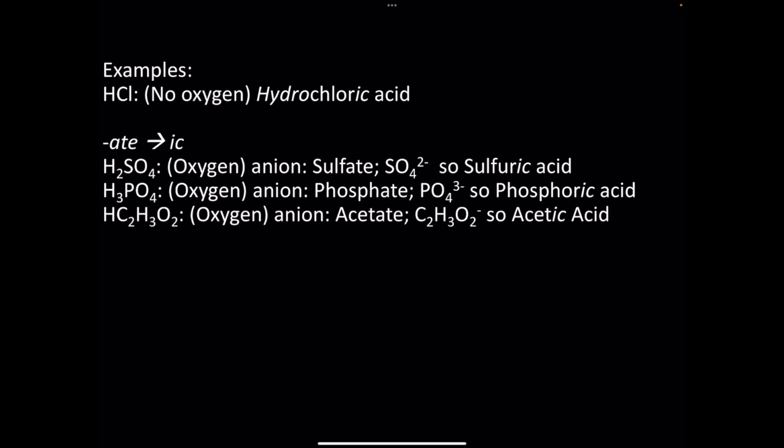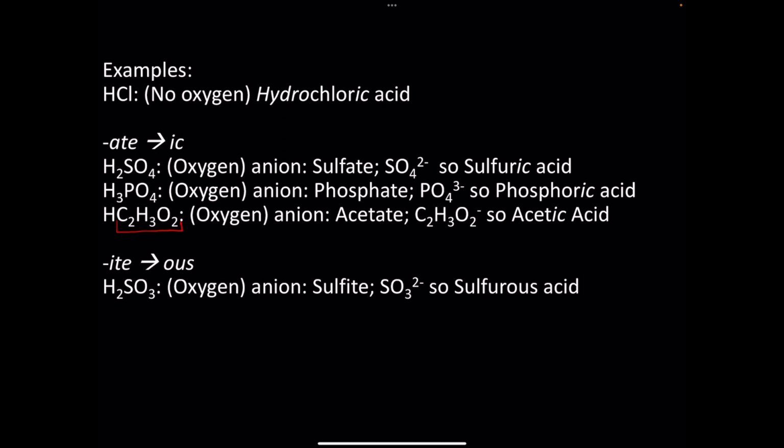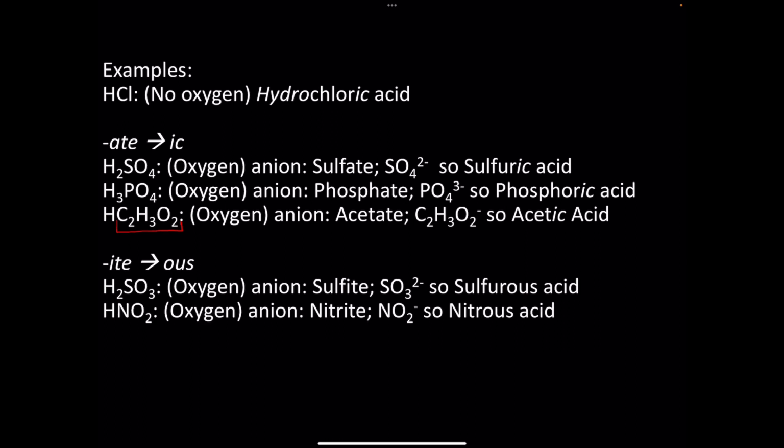Okay. Then we've got this one where our anion is acetate. So it's another one of these that has more than just 2 types of atoms in the anion. And because of that ate ending, we change the ending to ic. So it's acetic acid. Okay. Now to look at some ite to ous, we've got H2SO3, which when we examine it in this series is a sulfite ion. So we change it to sulfurous acid. So sulfurous acid. Then HNO2, again, it's in the oxygen series, so we look at that. It's a nitrite ion, so we change it to nitrous acid because of that H.